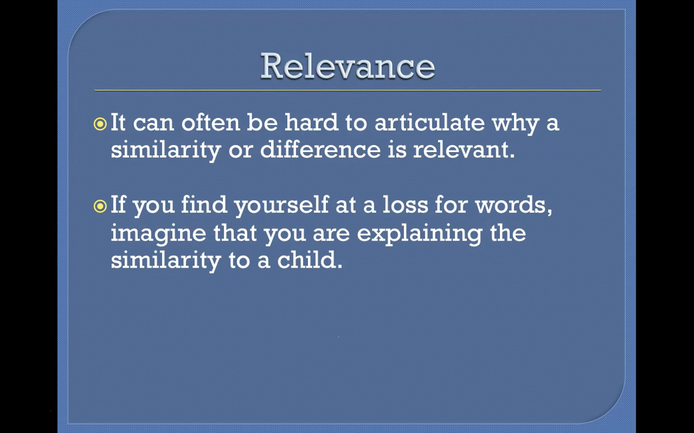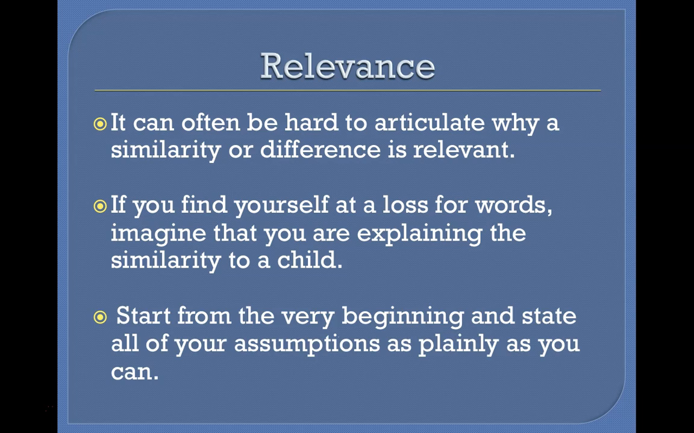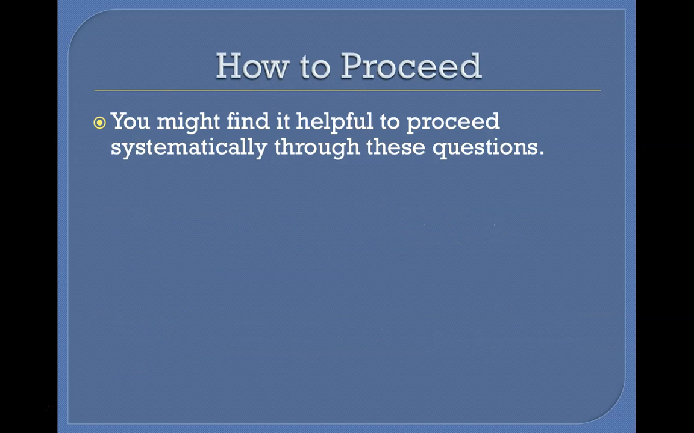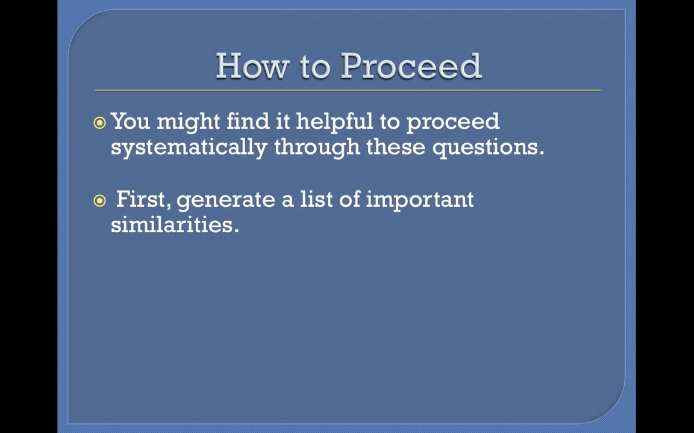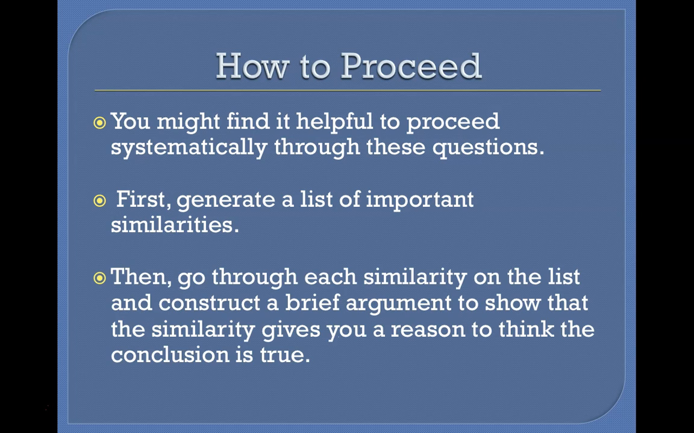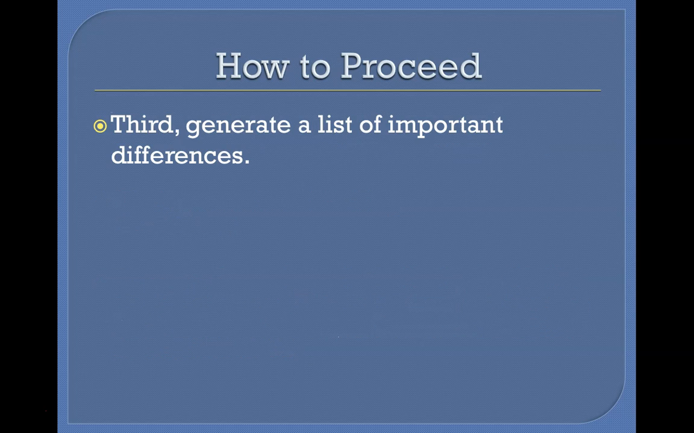If you find yourself at a loss for words, imagine that you're explaining the similarity to a child. Start from the very beginning and state all of your assumptions as plainly as you can. You might find it helpful to proceed systematically through some of these questions. First, generate a list of important similarities. Then, go through each similarity on the list and construct a brief argument to show that the similarity gives you a reason to think the conclusion is true.